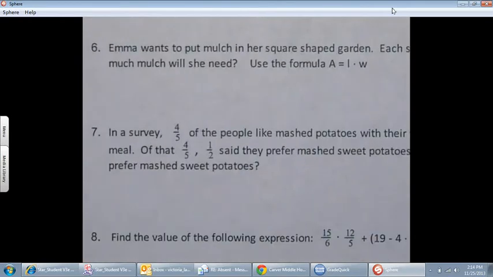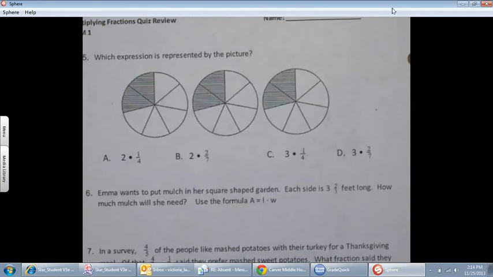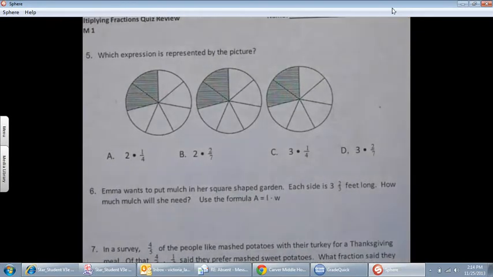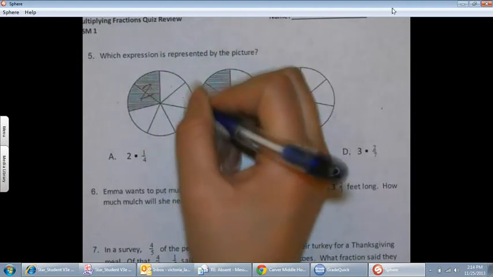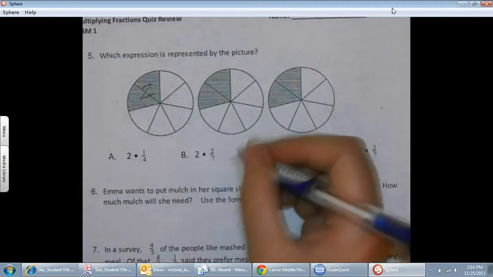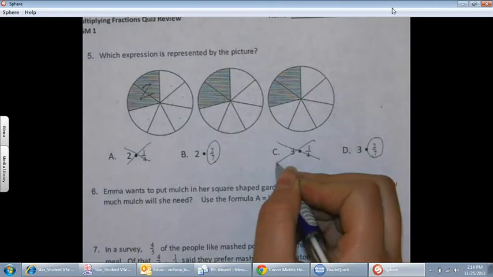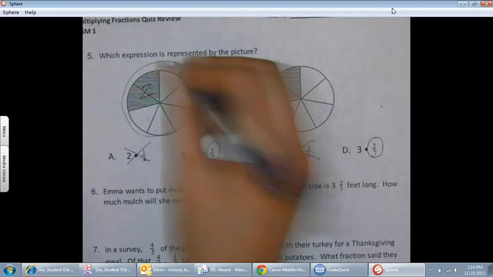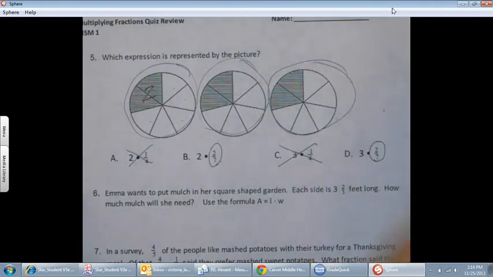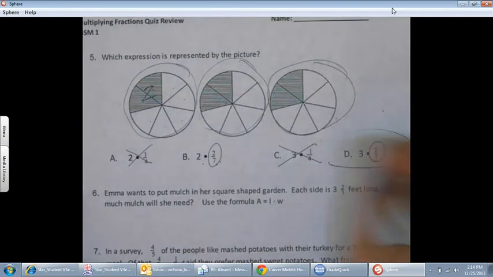On the back side, it says, which expression is represented by the picture? Well, we know that we have 1, 2, so 2 colored in out of 1, 2, 3, 4, 5, 6, 7. So we know that we have 2 sevenths. We don't have a fourth, and we don't have a fourth. Now, how many of them are there? Here's 1, here's 2, here's 3. So it's not going to be 2 times 2 sevenths, it's 3 wholes times 2 sevenths. So D is going to be our answer.